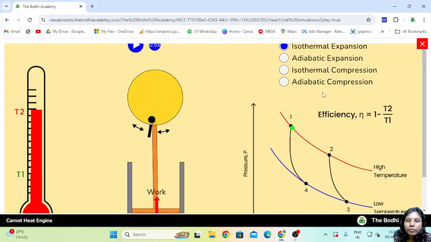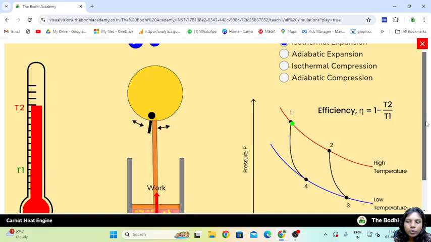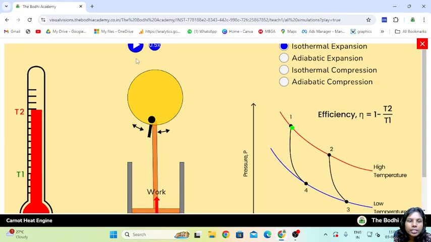In today's video, we will learn some of the important concepts of chemistry, that is isothermal expansion, adiabatic expansion, isothermal compression and adiabatic compression. Now, let's try and look at this figure first and understand what is basically happening here.